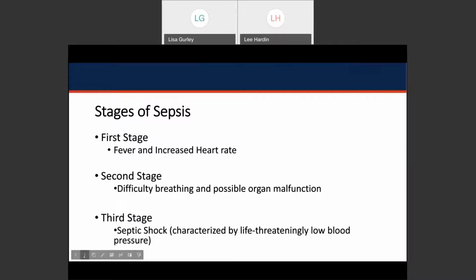The stages of sepsis. The first stage of sepsis is the least severe and is usually identified by symptoms such as fever and an increased heart rate. The second stage is more severe and is characterized by symptoms of difficulty breathing and possible organ malfunctions. Keep in mind that there may be many alterations in blood pressure during this stage. While the third stage is the most severe stage and is characterized by symptoms accompanied with septic shock, it may also include life-threateningly low blood pressure.